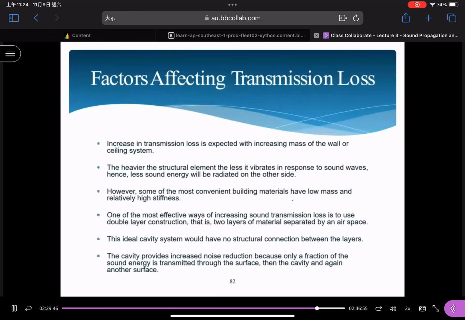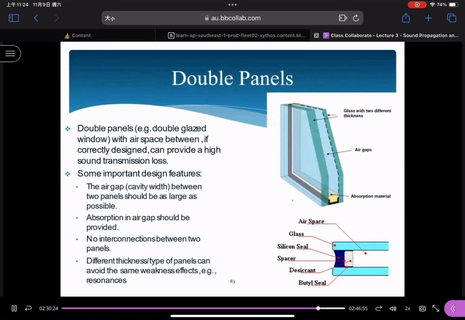There are a number of factors that could affect the transmission loss. I could not go through details one by one because these are just general knowledge. To increase the transmission loss, it is expected that we increase the mass of a wall. When we increase the thickness or the dimensions of a wall, it can increase the transmission loss. The heavier the structural elements, the less vibration these materials emit, so you can reduce the transmission effects. I also told you before that using a double panel is a common approach.